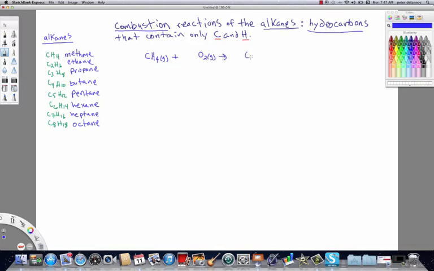Now, what's unique about these reactions is that in every single case, the major products are going to be carbon dioxide and water. That's important for a student in chemistry to understand, because oftentimes they'll preface the question by saying methane reacts with oxygen, and then leave it to you to figure out what the products are and to balance the equation, which is in part why we're looking at this. So I'm going to give you some tips about balancing combustion reactions of the alkanes with oxygen.